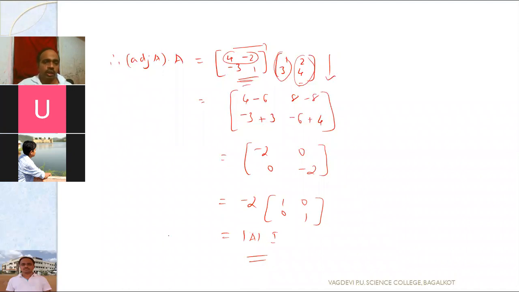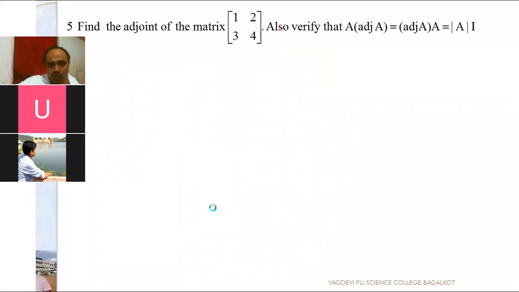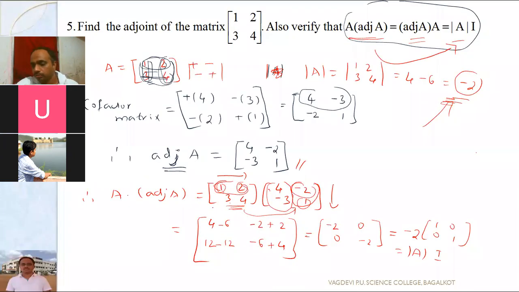So I proved both: A into adjoint A, and also adjoint A into A. Both are equal to determinant of A into I. Is it clear? In the previous slide, I have proved A into adjoint A. Correct? So A into adjoint A is equal to determinant of A into I.